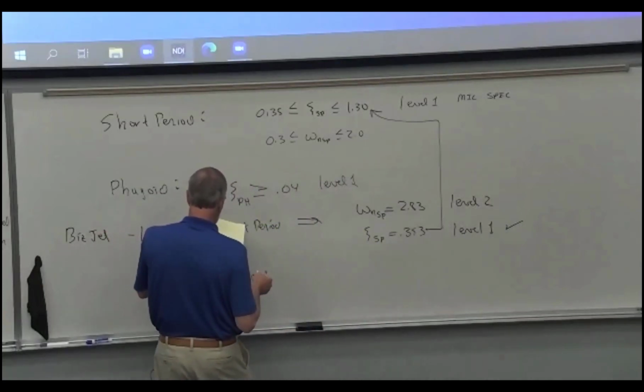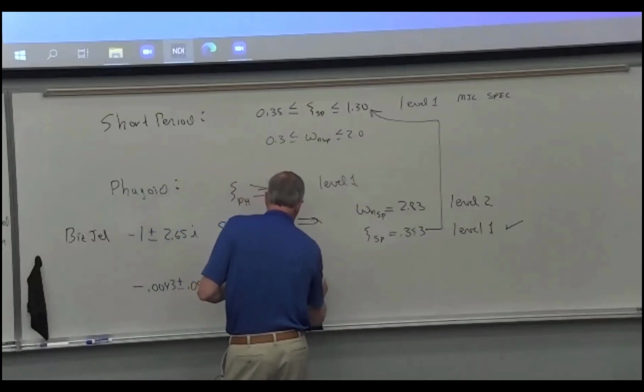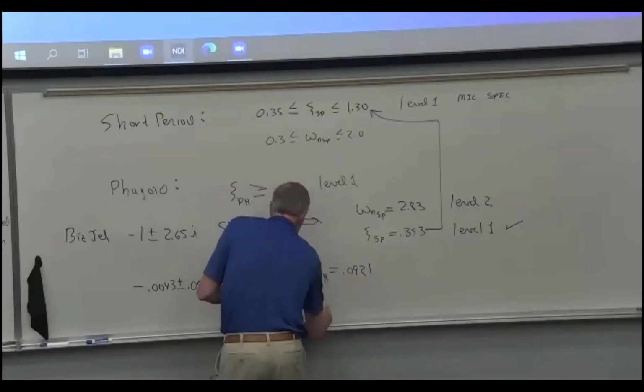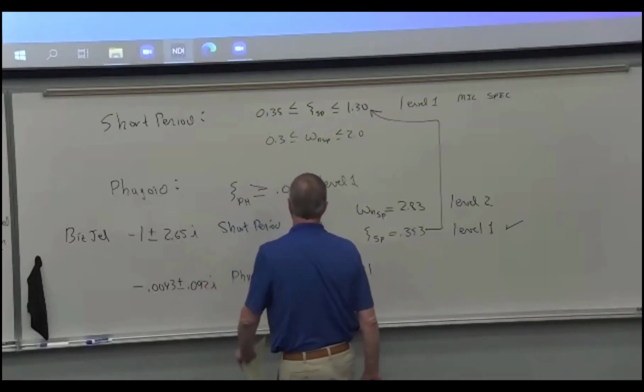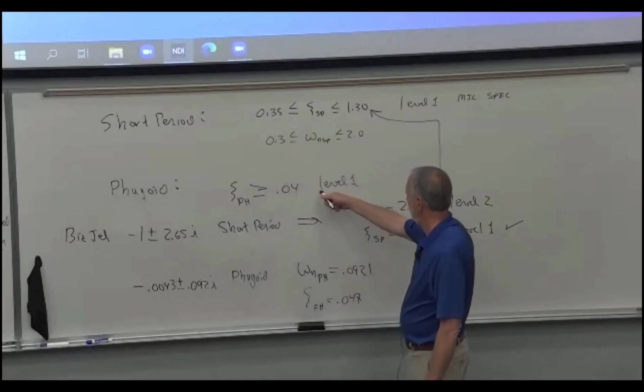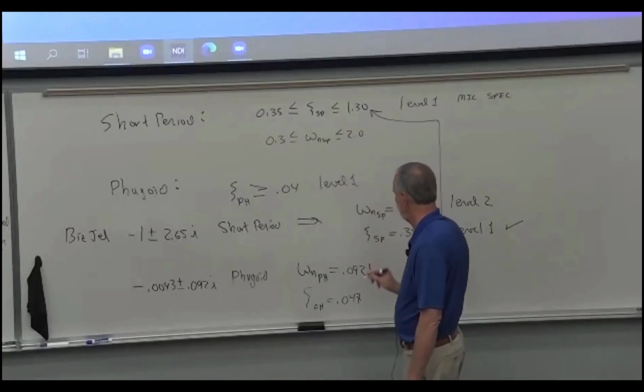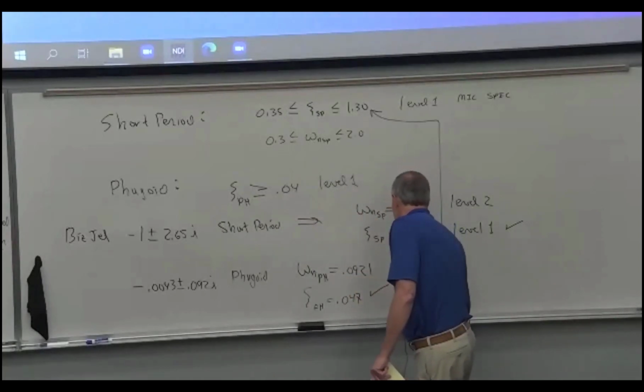And then for the phugoid, we get a natural frequency of 0.0921 and a damping ratio of 0.047. And then we look at the specs and we see, well, all we really need to do is meet the damping ratio, because there are no specs for the natural frequency. And 0.047 is definitely bigger than 0.04, so this meets level 1.